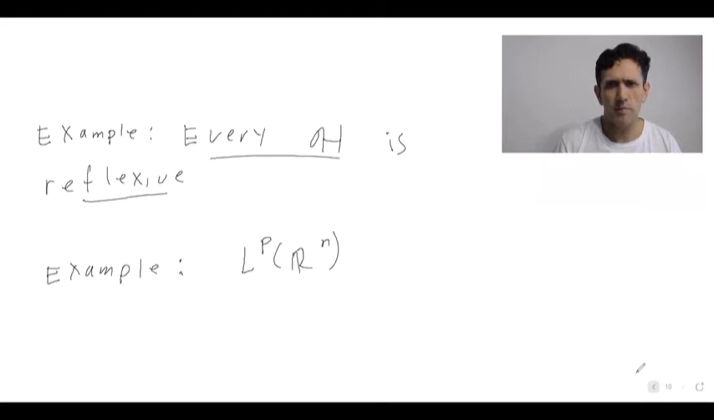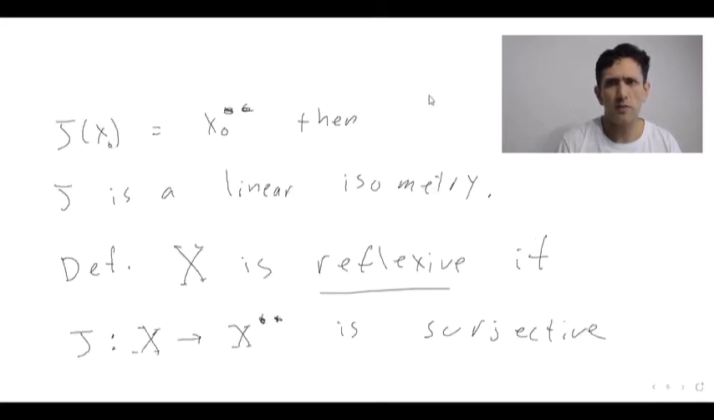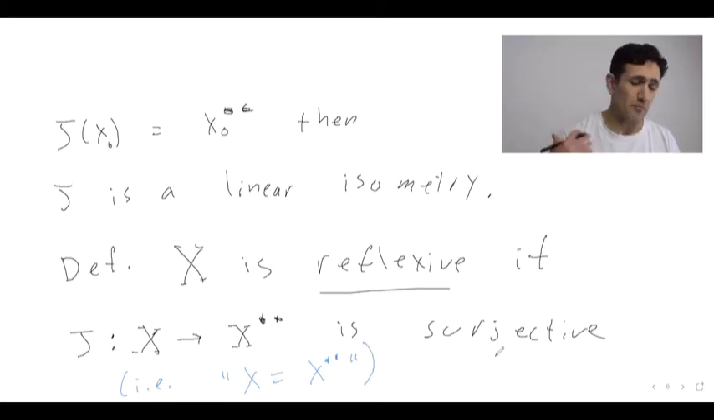And I should say, along those lines, intuitively, this is saying that X equals its double dual. And that's what a lot of books consider reflexive. They'll say, well, X equals X star star, the double dual of X. That's not quite accurate. In fact, there does exist a Banach space that's isometrically isomorphic to its double dual, but this map J here is not surjective. So I'm a little wary of writing this, but some people will say it.